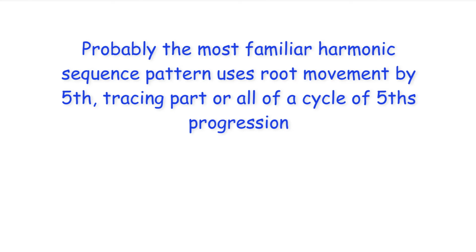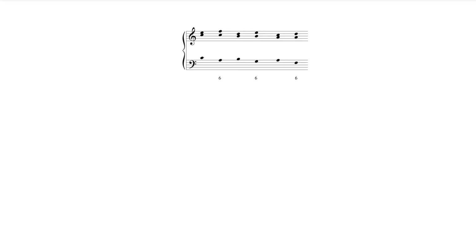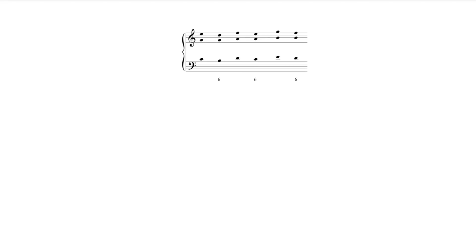Probably the most familiar harmonic sequence pattern uses root movement by fifth, tracing part or all of a cycle of fifths progression. These sequences can include all chords in root position, or can alternate between root position and first inversion chords. They can also ascend.